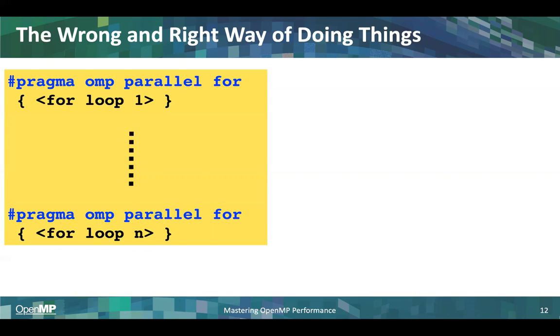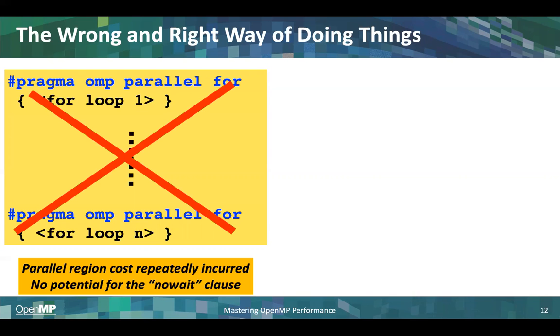We see a bunch of for loops, or do loops in Fortran, and each loop has been parallelized with a parallel for. Now, there's a little thing with the parallel for. The parallel for is a fully fledged parallel region. So we have n parallel regions here with all the costs associated. So that's bad. But what's maybe even worse is I can't use the nowait clause.